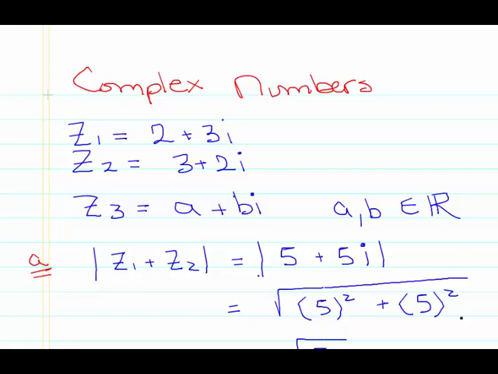Okay, in this presentation we're going to look at a complex numbers problem. So we have three complex numbers here, z1, z2 and z3. z1 is 2 plus 3i, z2 is 3 plus 2i, and z3 is a plus bi. So we're probably going to have to figure out what a and b is.